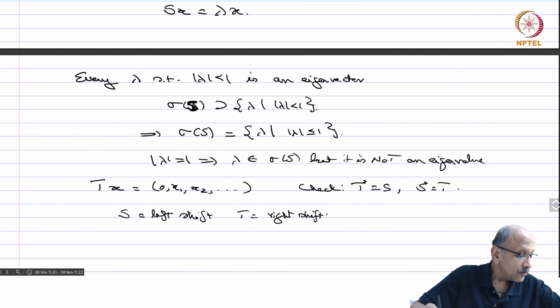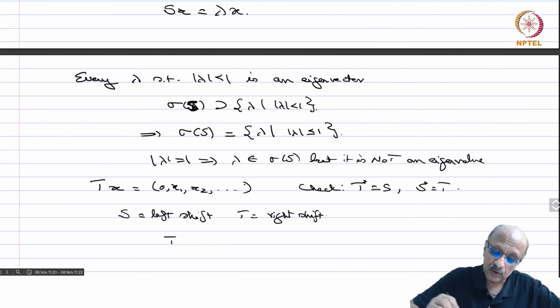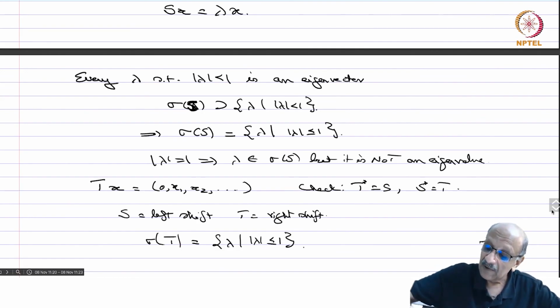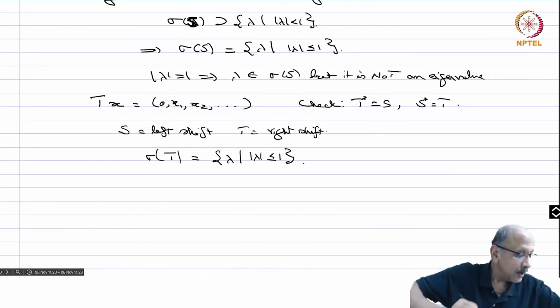Okay, so now by the previous proposition, if lambda is in the spectrum of one of them, lambda bar should be in the spectrum of the other. Now this closed unit ball in the complex plane is symmetric with respect to conjugation. Therefore, sigma of T also has to be the set of all lambda such that mod lambda is less than or equal to 1. So we just deduce it directly from the previous. We don't have to do anything.